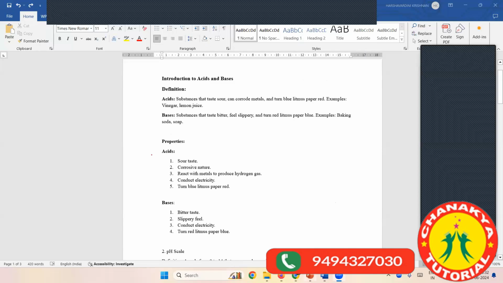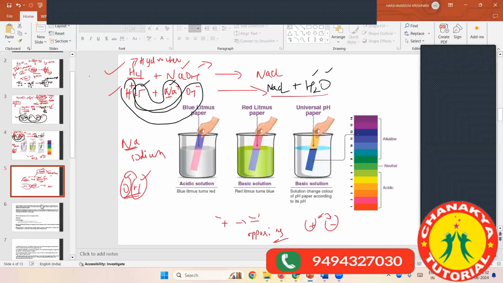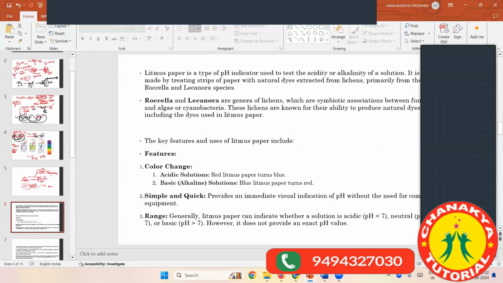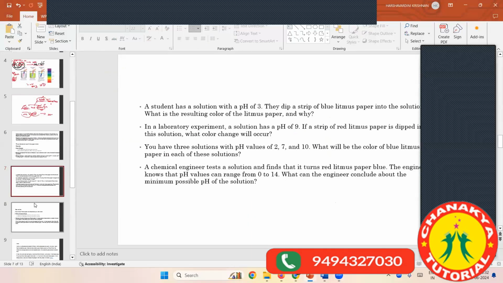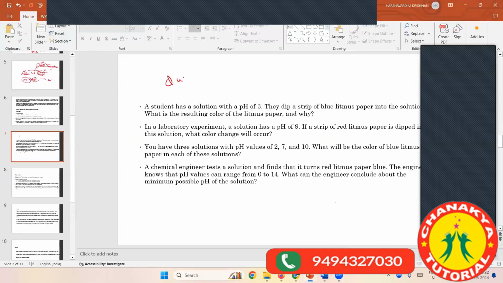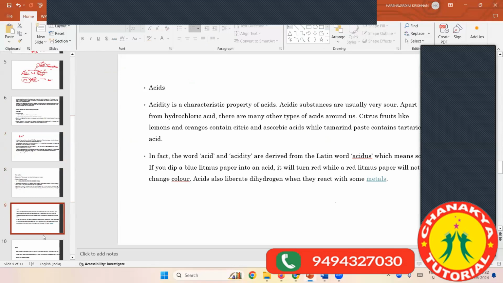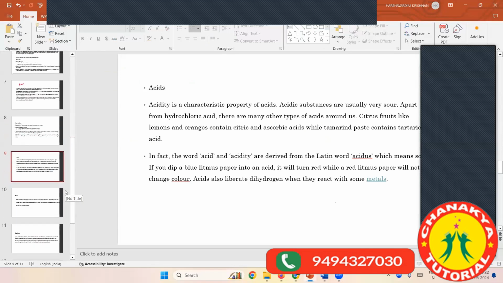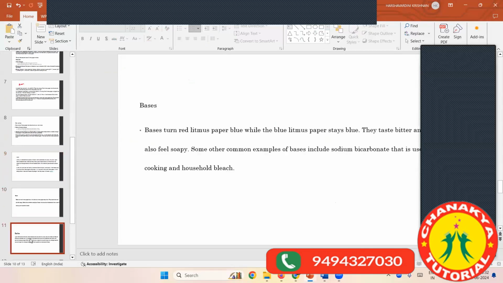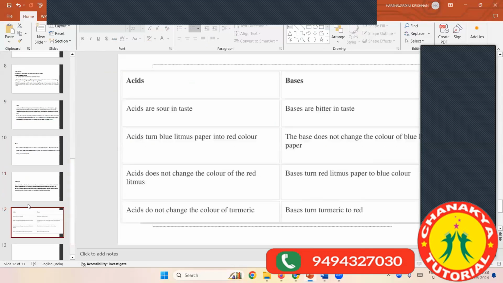So in the lesson, we will learn more about what is litmus paper, what are the features, and where you will use it. These are some questions I have for you, problems, and then how to use that. What are acids? What is base? Till now we are talking about equations, but we will go deeply into what are acids, what are bases, what are salts.